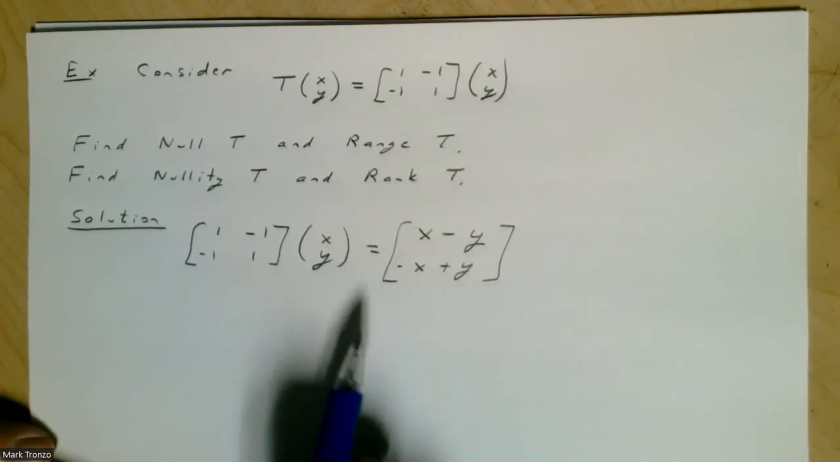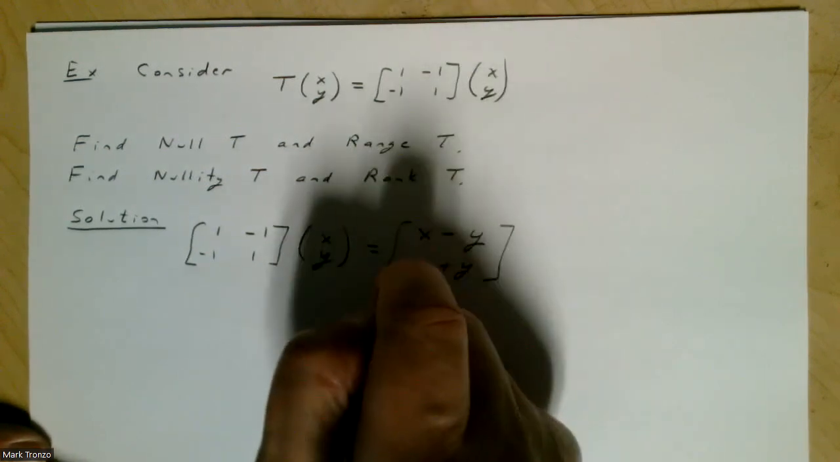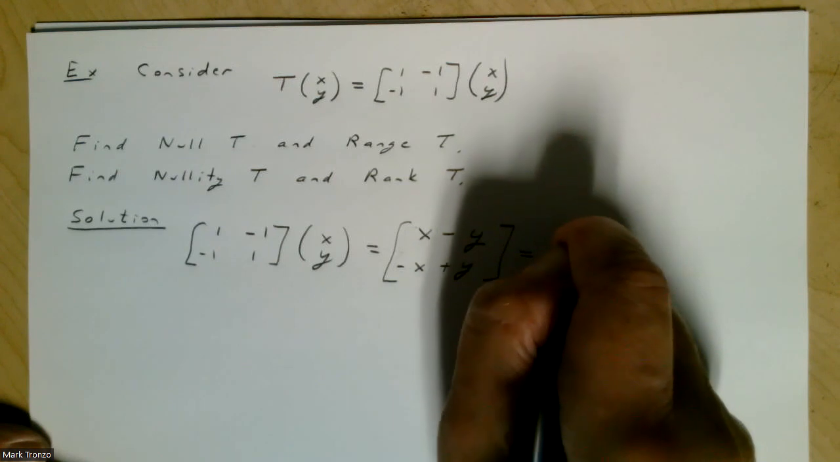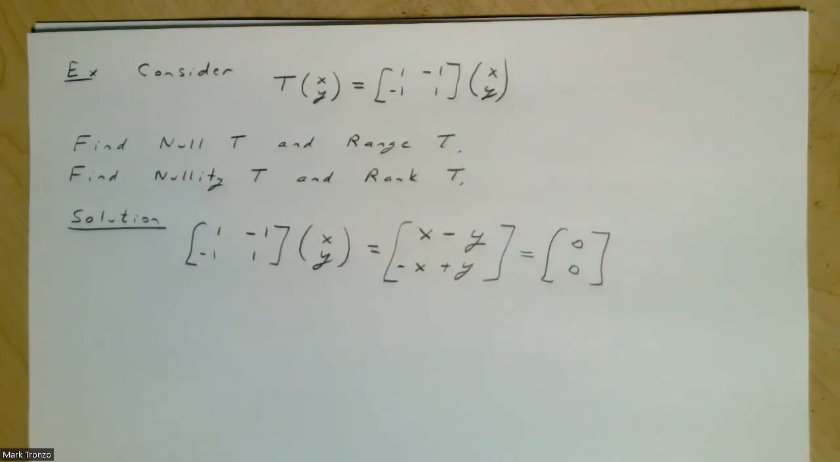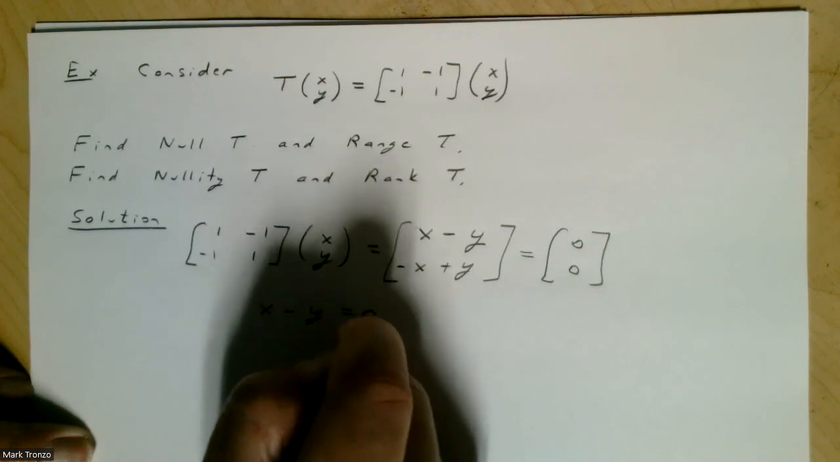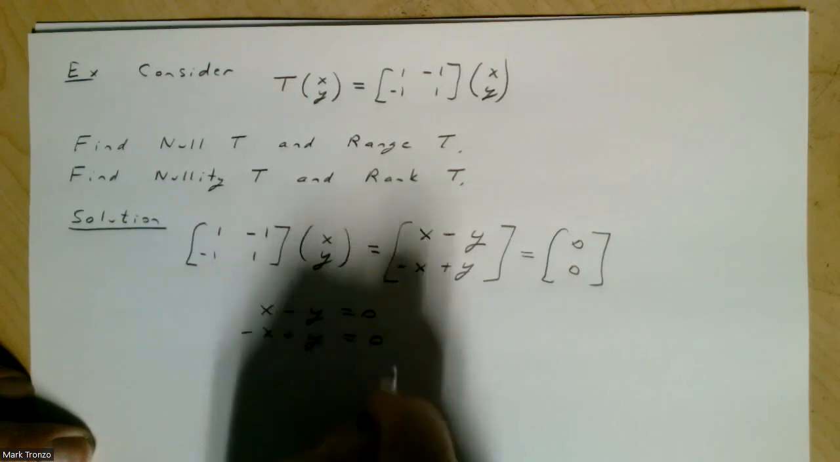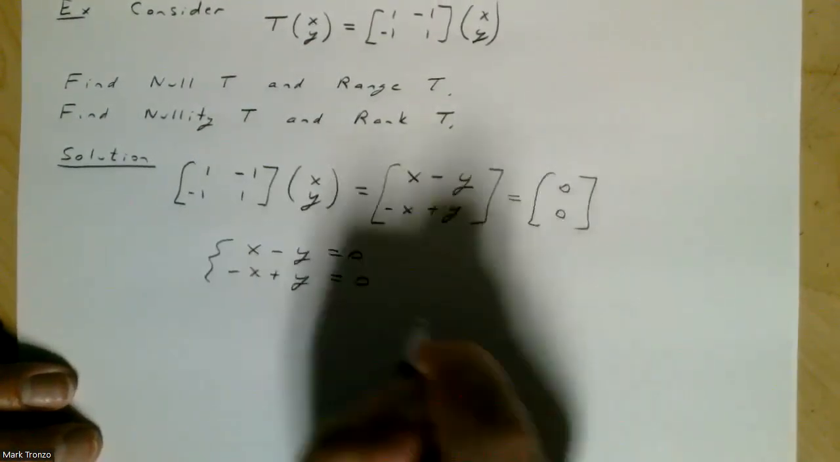And we want to find out when this is going to be 0, because we want to find what the null space is. So we want to set this equal to 0, which means those two are 0. So what does this mean? This means x minus y is 0, negative x plus y is 0. So we're going to be working with these two.